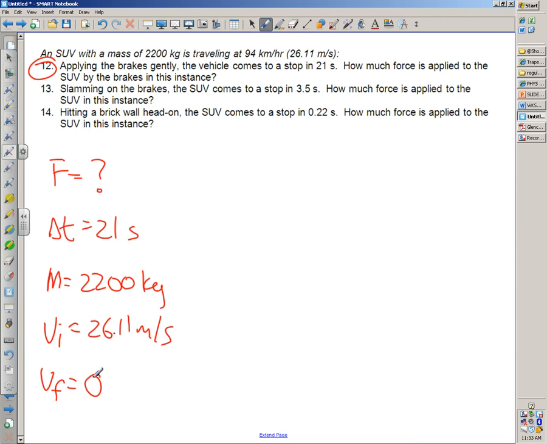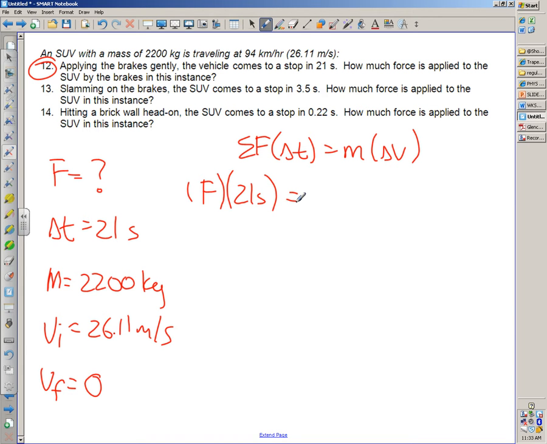All right. Based on this information, we now have enough that we can plug into our impulse momentum equation and solve for what we need to solve for, right? Sigma F delta T equals m delta V. So we start plugging things in. First, do we know the force? We do not. That's what we're looking for. They gave us the time in this case, 21 seconds. That then equals the mass of that SUV, 2,200 kilograms, times delta V.